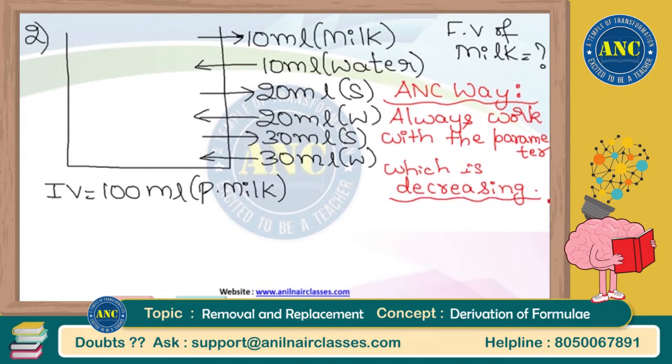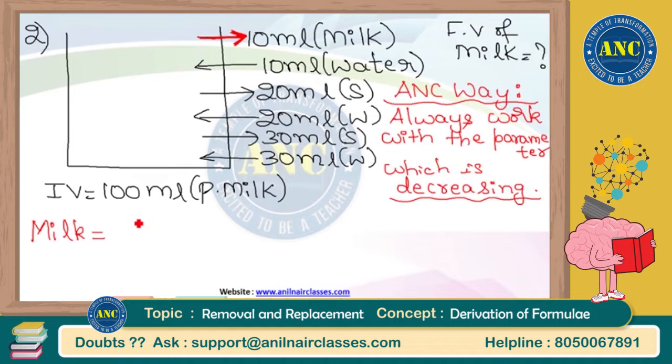I need to work with the parameter which is decreasing. Out of milk and water, which is decreasing? Milk is the parameter that is decreasing, because I am taking milk content outside the vessel. If I am taking milk content outside the vessel, the milk parameter inside the vessel will decrease. That is what I need to work out in this problem: the final volume of milk.